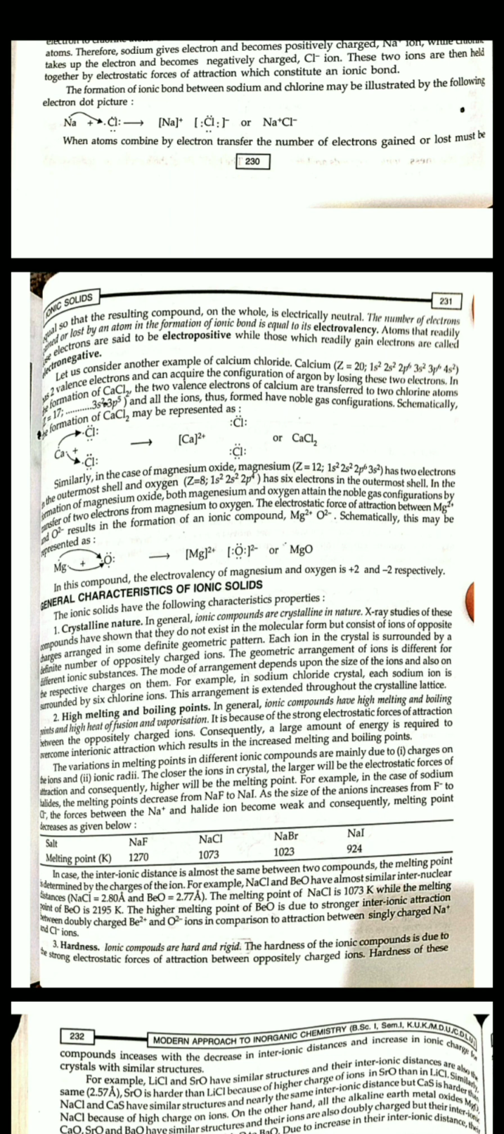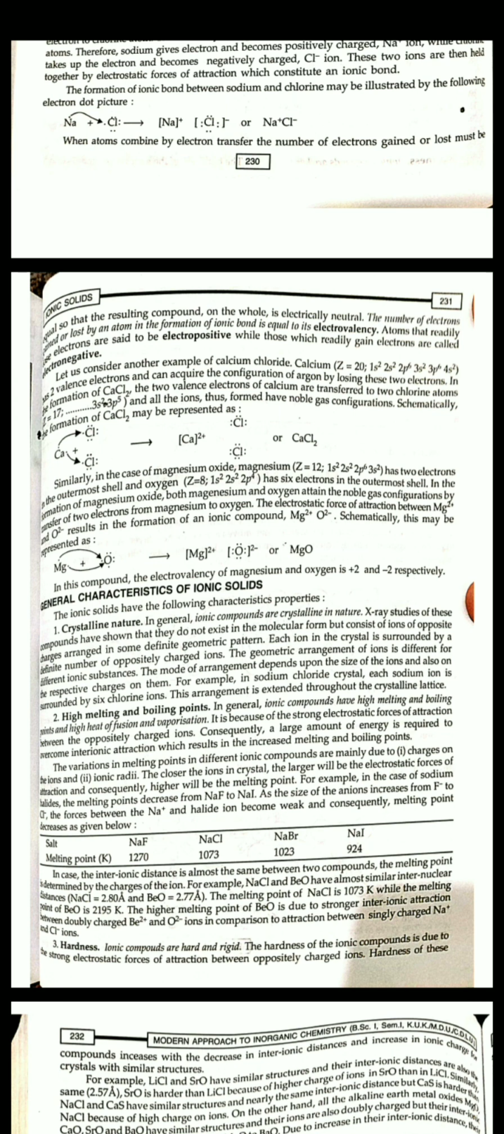Each ion in the crystal is surrounded by a definite number of oppositely charged ions. The geometric arrangement of ions is different for different ionic substances. The mode of arrangement depends upon the size of the ions and also on the respective charges on them. For example, in sodium chloride crystal, each sodium ion is surrounded by 6 chloride ions. This arrangement is extended throughout the crystalline lattice.